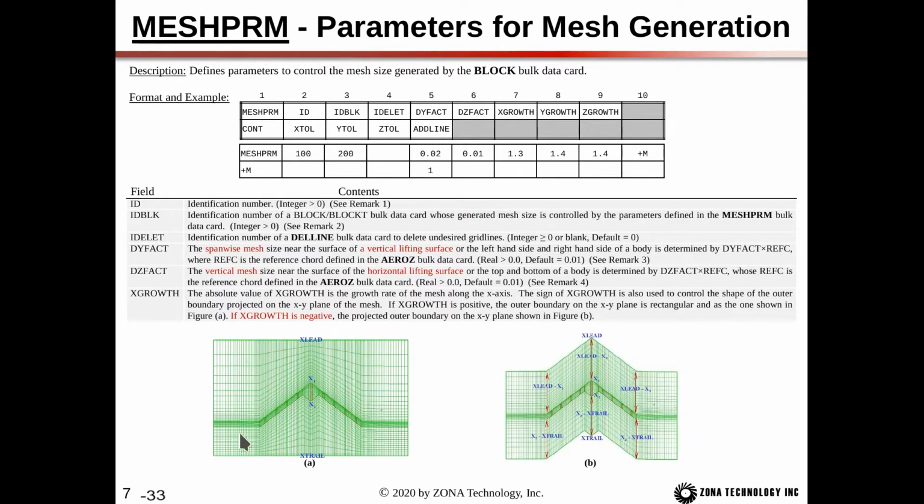So on the left, x growth is positive, so our block is rectangular, like this. Usually for the main block, this is what you would use so that your main block is rectangular. If your block is embedded inside of another block, you may want to use the negative x growth option. With the negative x growth, the grid is not sheared as much, so the outer boundary follows the shape of the model. With an embedded block, this might be useful so that you keep your embedded block as small as possible.